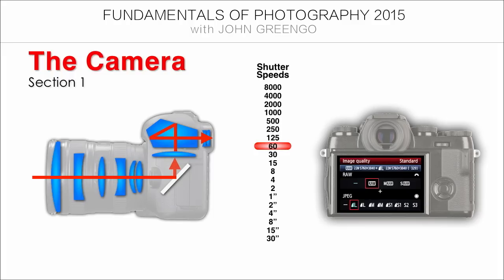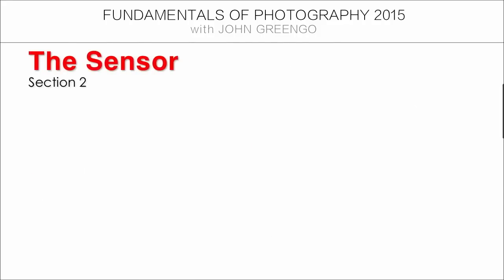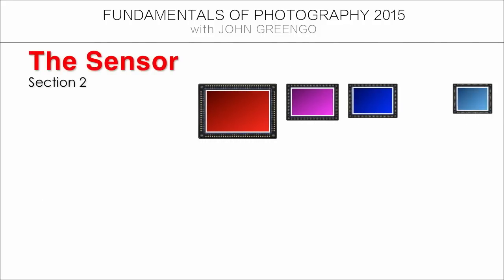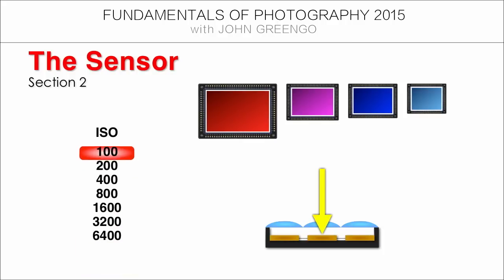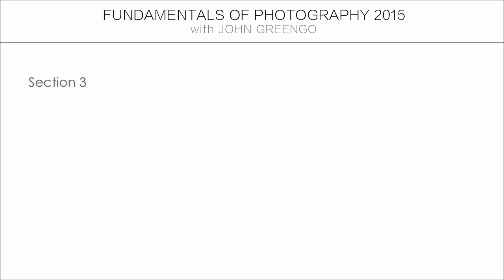Section number 2, which is in some ways a continuation of section 1, is we're going to talk about the sensor. Now, this is in the camera, but it's a big deal, the different size sensors and how pixels absorb light and work with light and how we set our ISOs, and it's deserving of its entire own section. So that will be section 2 of the class.